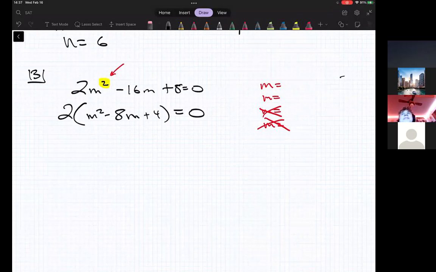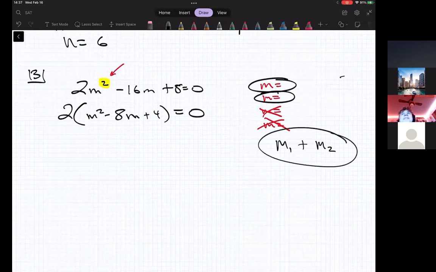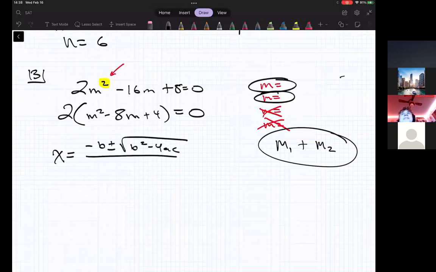Before we start complaining too much, the quadratic formula is actually going to work out much better than you expect, because I'm going to get 2 values for m, right? And then I want to take that first m value and that second m value and add them together. Okay, keep that in mind. So when I do the quadratic formula, first of all, let's write what it is: opposite of b plus or minus square root b squared minus 4ac all over 2a.